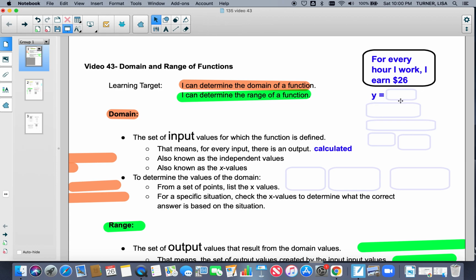And so let's write an equation. Y equals, go ahead and write it down. And you already know this. It's $26 an hour, and so it's 26x, right? We've been doing that all year. The rate goes next to the x, right?